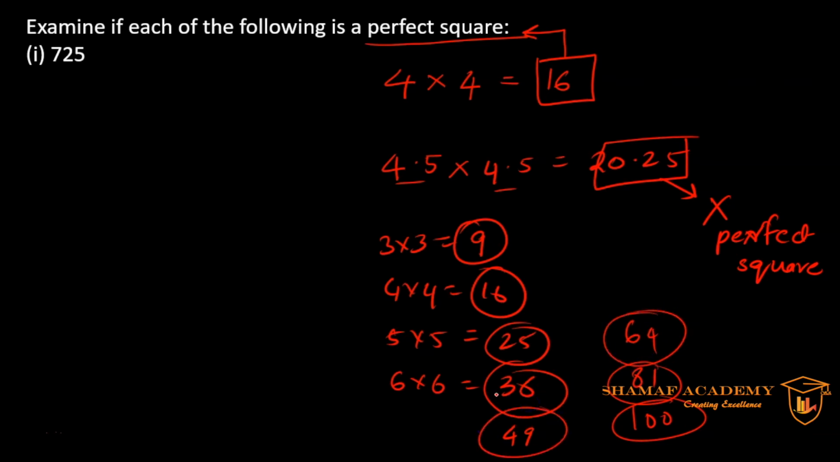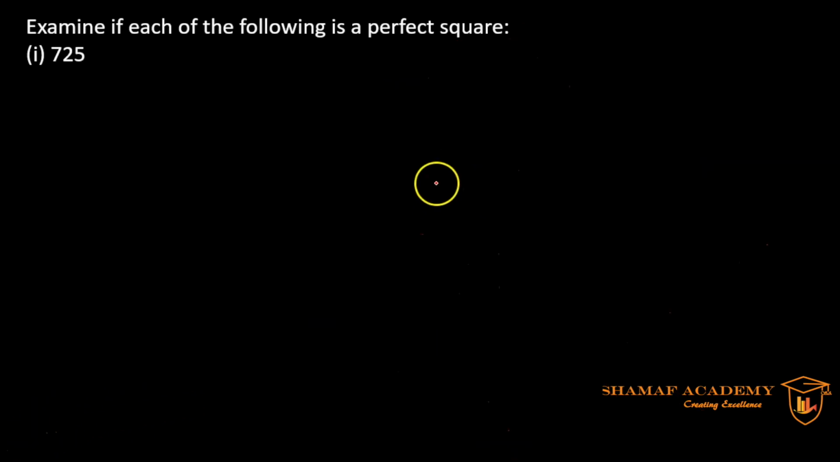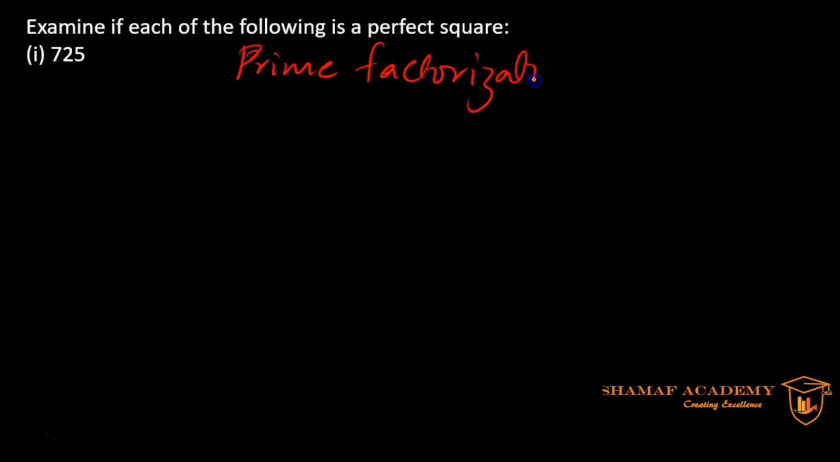Alright, so I hope you have understood the concept of perfect squares, and I'm just going to erase this so we can start with our question. Now we are going to use a method called prime factorization to determine if a number is a perfect square or not. To determine that, let's take a number that we know for sure is a perfect square, such as 12 times 12, or 12 square, which is 144.